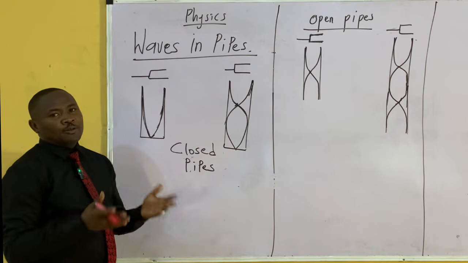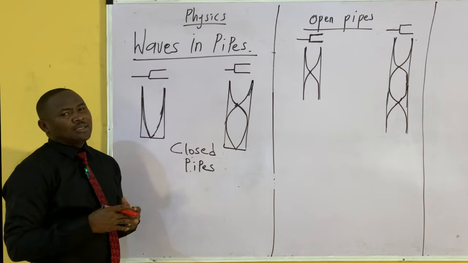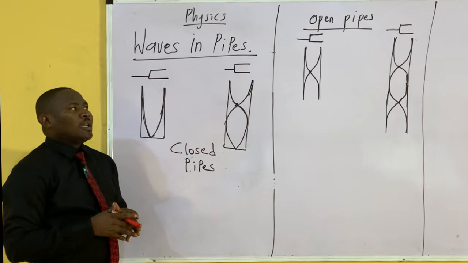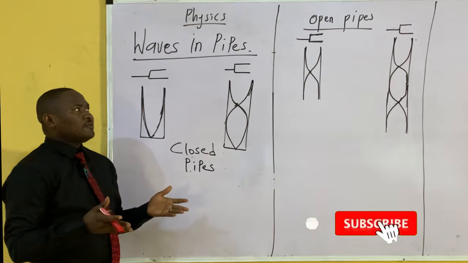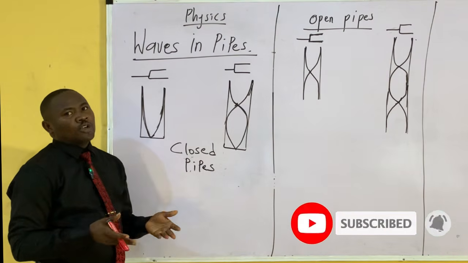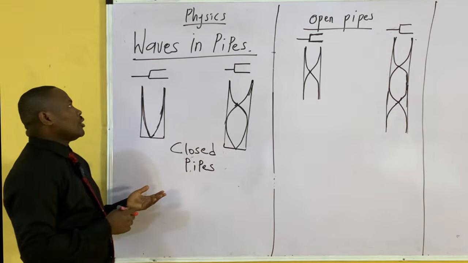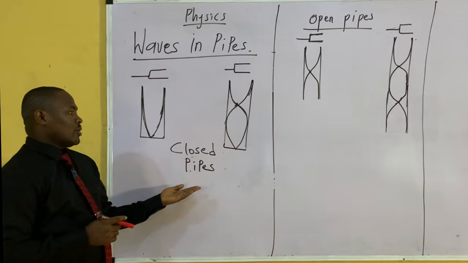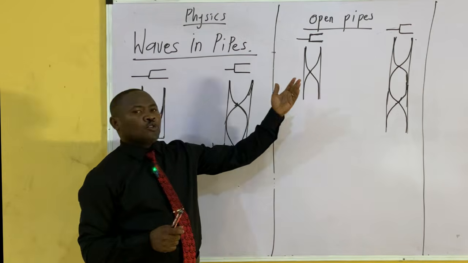Now there are two types of pipes. Remember that sound wave is a form of longitudinal wave, and a wave in a pipe is a stationary wave. So now we are looking at waves in pipes. We have the closed pipe and we have the open pipe.